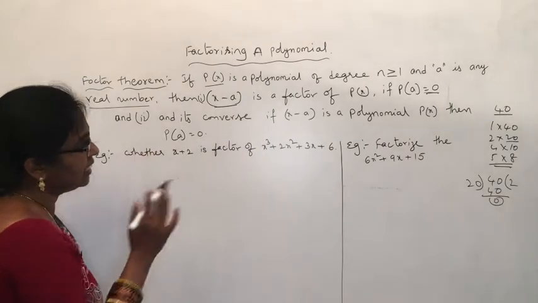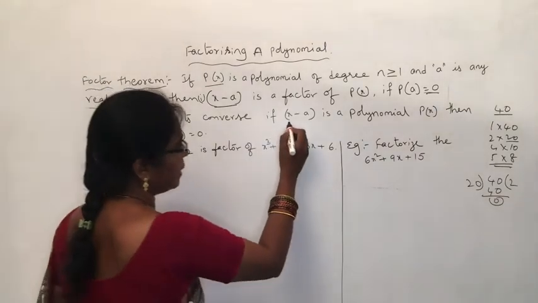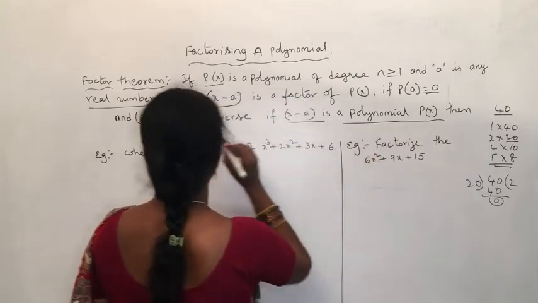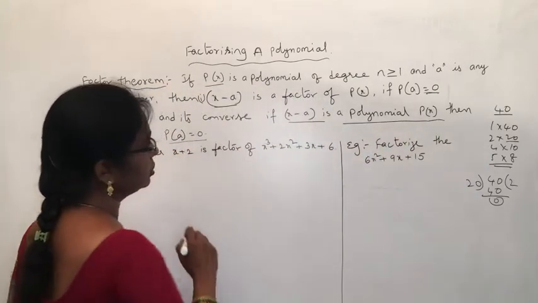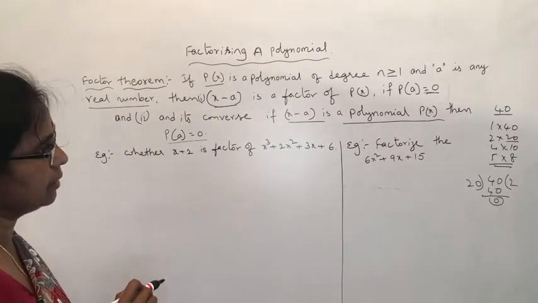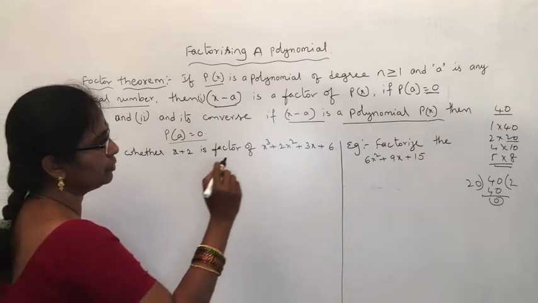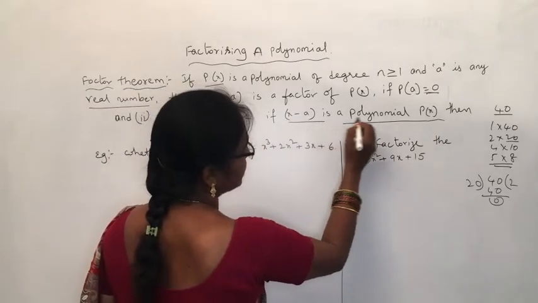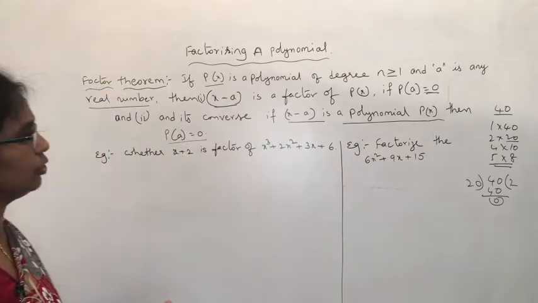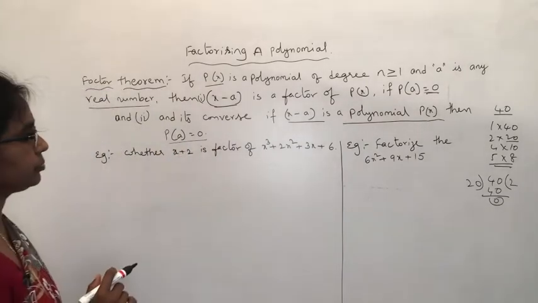Then what is the converse? If P of a is equal to 0, then x minus a is a factor of P of x. Converse.